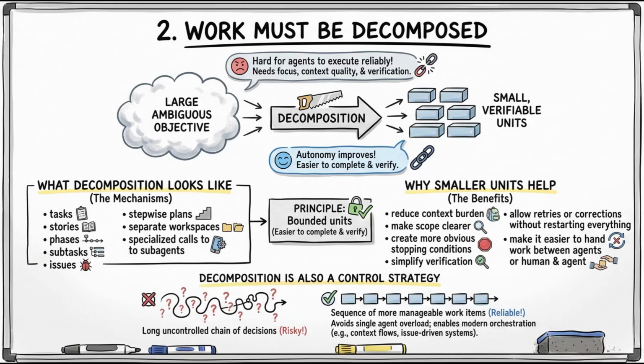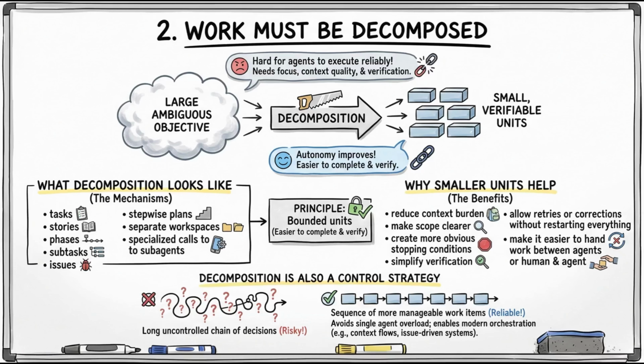But why do these smaller units help so much? First, they significantly reduce the context burden on the agent. They also make the scope of the work crystal clear and create obvious stopping conditions. Smaller units make it much simpler to verify that a job was done correctly. Plus, if a mistake does happen, you can retry or correct that specific unit without having to restart the entire project from scratch. Finally, smaller discrete pieces of work make it much easier to hand tasks back and forth, whether that's between different AI agents or between a human and an agent.